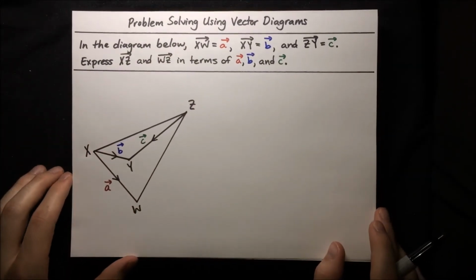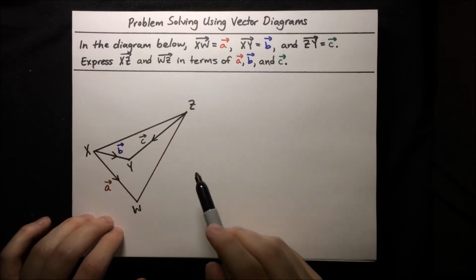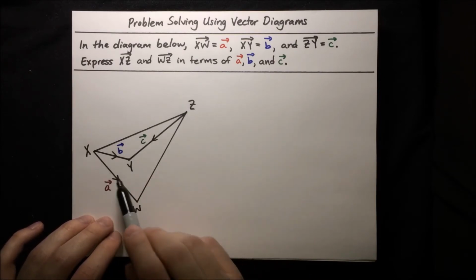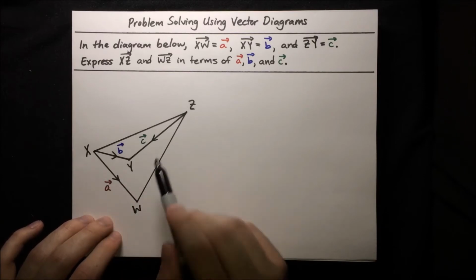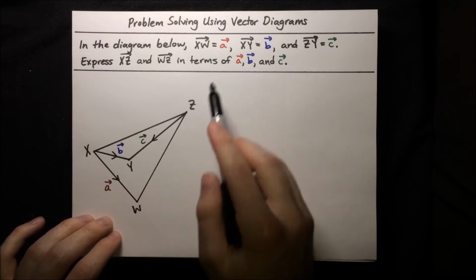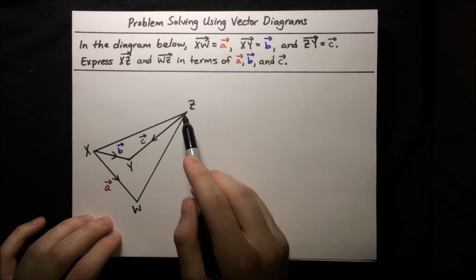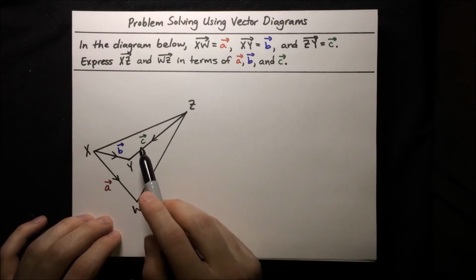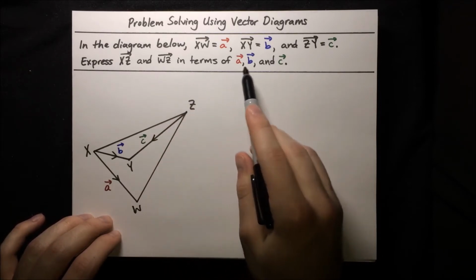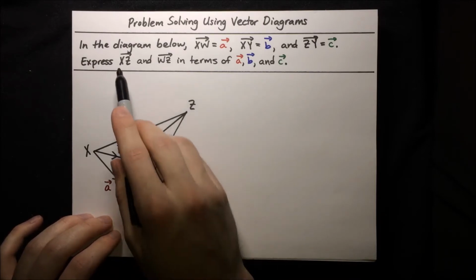Alright, here's another problem for us to do. So we've got another diagram here, and this diagram consists of two triangles. We've got a small triangle XYZ that is contained within this bigger triangle XWZ. Alright, and we know that XW is labeled as vector A, then XY is labeled as vector B, then ZY is labeled as vector C. Now we want to express these vectors XZ and WZ in terms of our given sides A, B, and C. So why don't we look at XZ first?